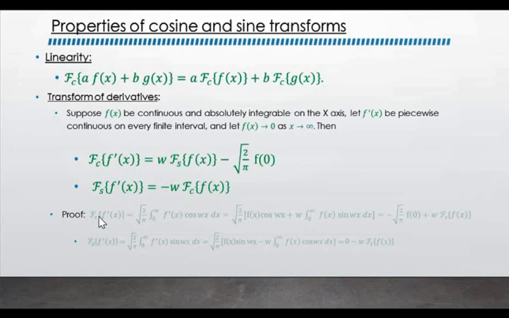The proof is very simple. It just uses the concept of integration by parts. So let me write the formula here. Fc of f dash x is equal to, by definition, root of 2 by pi integral 0 to infinity f dash x into cos omega x dx. Now you keep cos omega x as the first function and f dash x as the second function and integrate by parts. The root of 2 by pi is kept outside, put a bracket, and cos omega x, the first function, into the integral of the second function. The second function is f dash x.